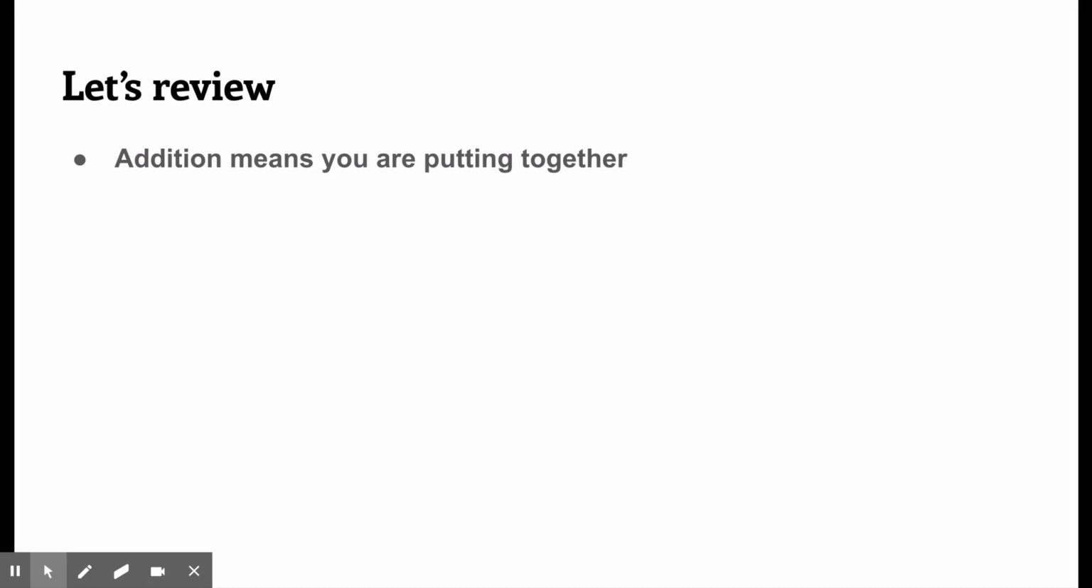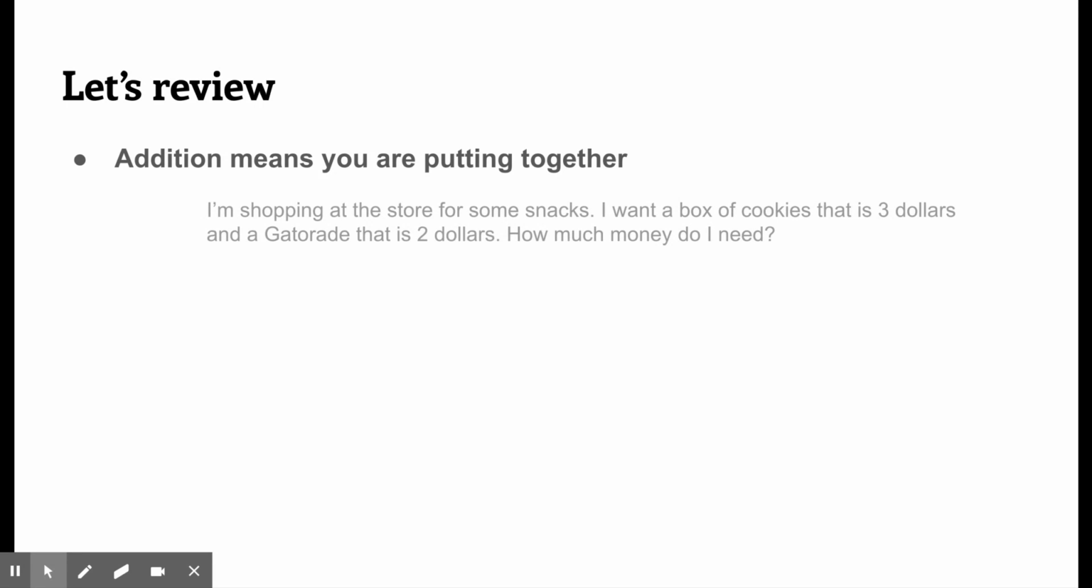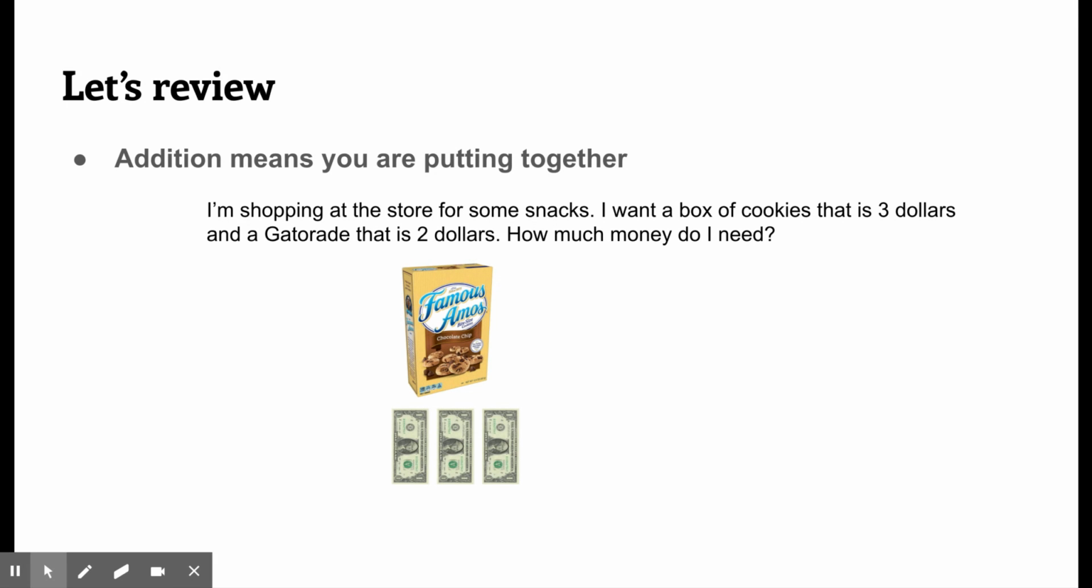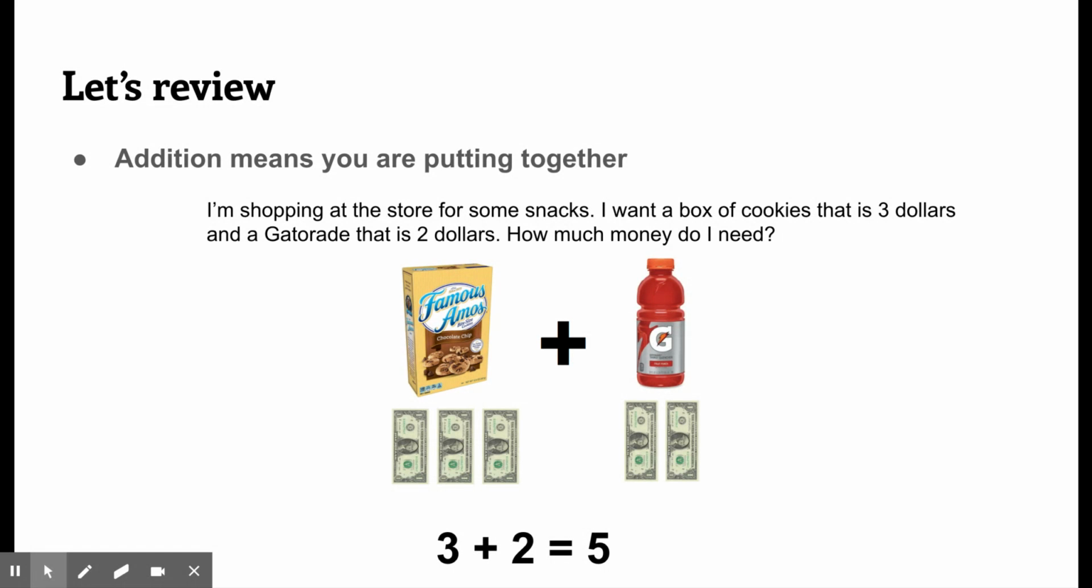Let's start by reviewing some things we know. We know addition means that you're putting things together. For example, if I'm shopping at the store for some snacks and I want to buy a box of cookies that is $3 and a Gatorade that is $2, how much money do I need? Well, I'm imagining myself going grocery shopping, and in my cart I put a box of cookies that are $3. And then I add to my cart a Gatorade that is $2. I know that 3 plus 2 equals 5. So to get both of those items, I need $5.